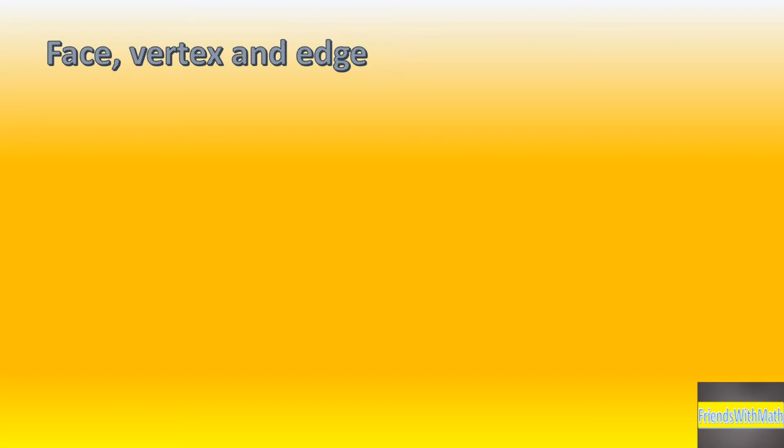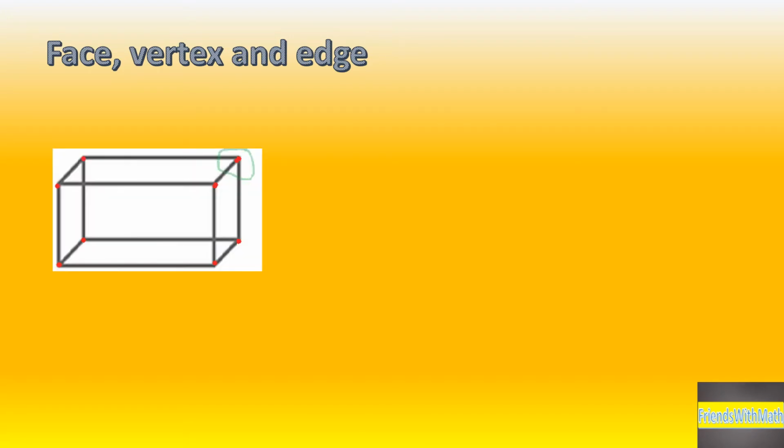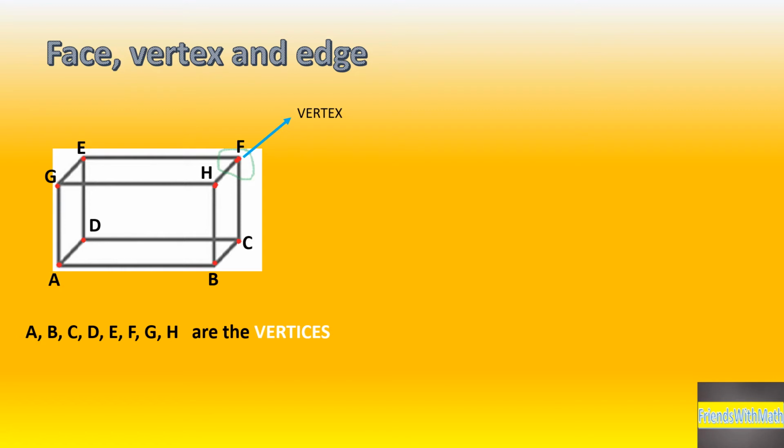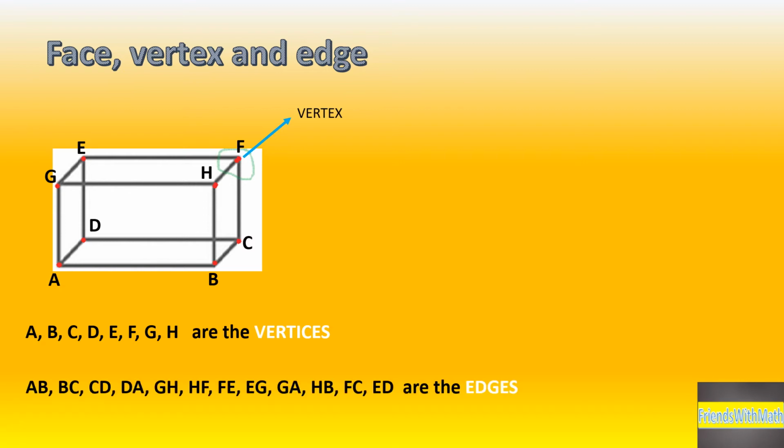Now let us see the face, vertex and edge of a cuboid. This is a cuboid and the red mark that you can see is the vertex. So we have the vertices such as A, B, C, D, E, F, G and H. These are the vertices. If we need to say only F, then we say vertex. If we say in plural, then it is vertices. So the edges are AB, BC, CD and so on. I have mentioned each of the edges below.